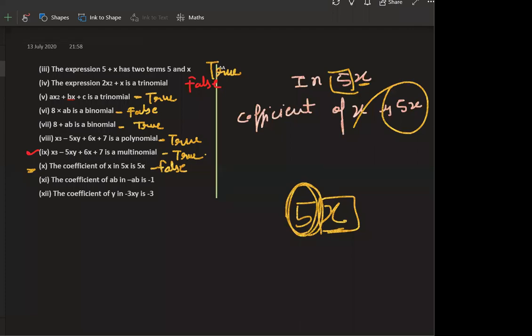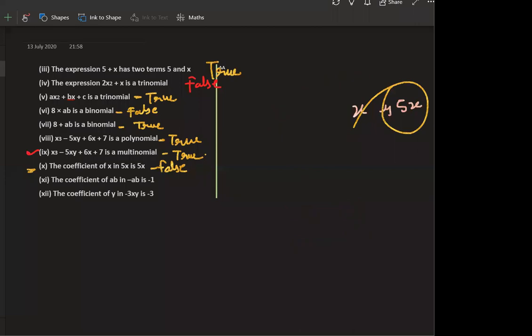Next, the coefficient of AB in minus AB. Minus AB is the algebraic expression, and what is the coefficient of AB in it? -3. Oh, sorry, -1. Is it true or false?